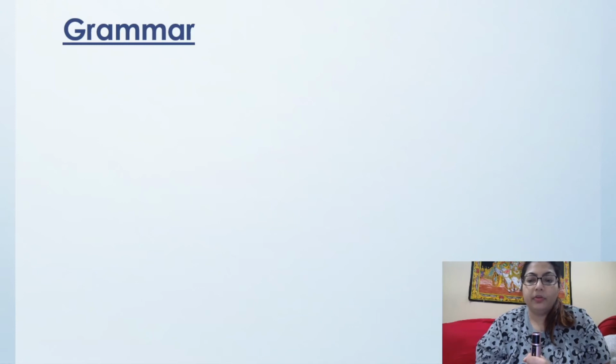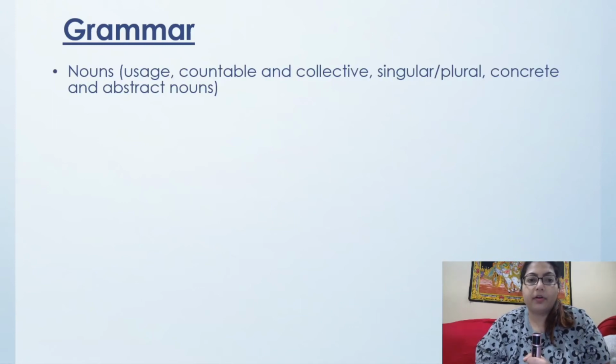Then we have grammar. For grammar, we have nouns first, under which we will do usage, countable and collective, singular, plural, concrete and abstract nouns. So we did regular, irregular nouns before, and a lot of different kinds of nouns before. Now we will be mostly focusing on the countable nouns and collective nouns. Collective nouns is more like a swarm of bees and an army of soldiers. And countable nouns will be those which you can count, and more like concrete.